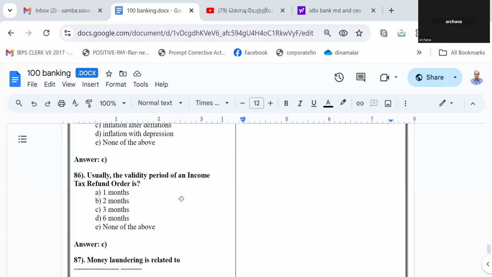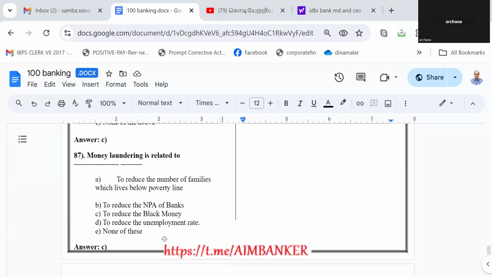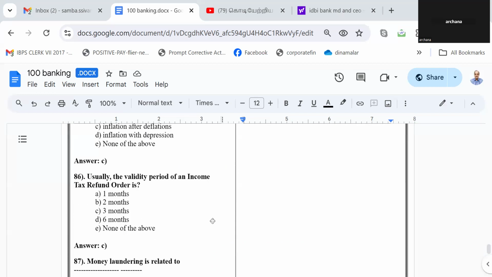86, usually the validity period of income tax order is 3 months. Nowadays, this is irrelevant because nowadays nobody is giving income tax refund order. Everything is coming through online. They are crediting to your accounts. 87, money laundering is related to, say, to reduce black money. To reduce black money.